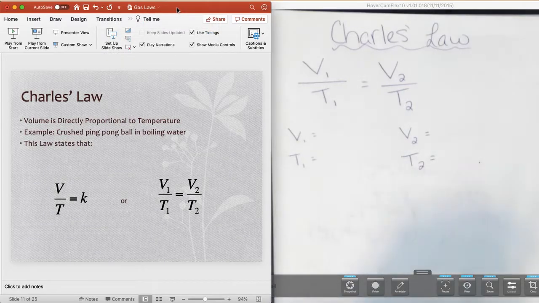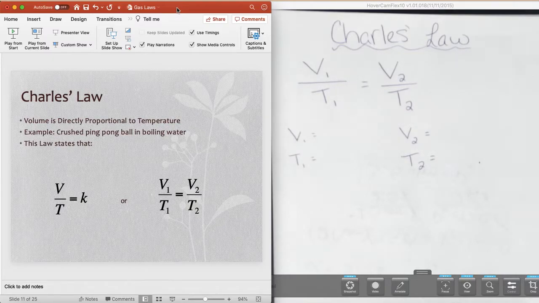We're going to talk about is Charles's Law. So what Charles's Law tells us is when pressure is constant, volume is directly proportional to temperature. So if I increase the temperature, my volume is going to increase. If I decrease the temperature, my volume is going to decrease.